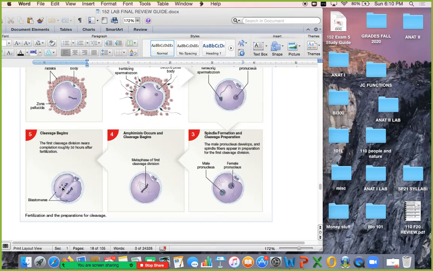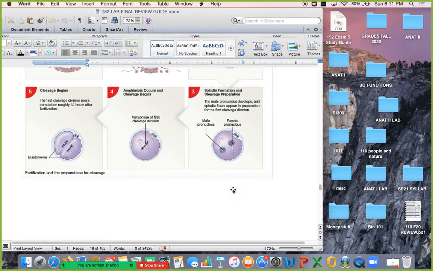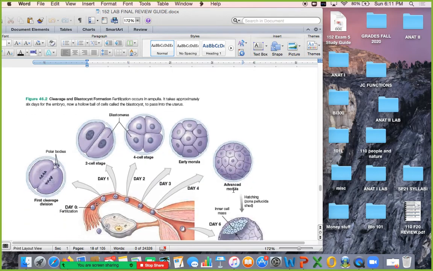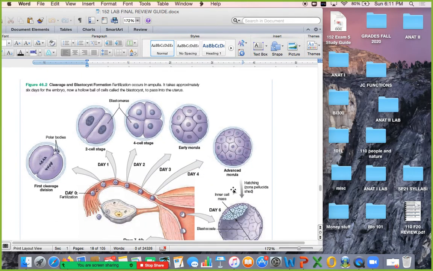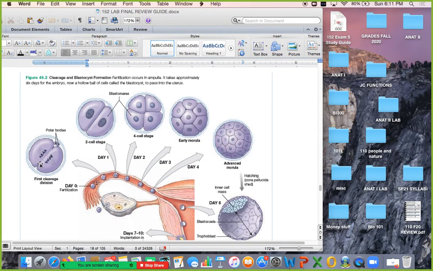So first we're going to make the zygote. That happens about 30 hours after fertilization, and at that point, then we're going to enter into the metaphase of the first cleavage division, right? So this is the beginning of the first cleavage division, the secondary, and then eventually we're going to enter into cleavage, right? So that's how this happens. Basically, we have the first cleavage division, which occurs, that's going to happen at day 0, just at fertilization event. That's going to happen early on.